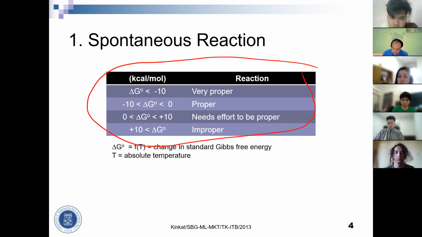Then if the delta G is in between minus 10 and 0, we can call it quite feasible. It's still feasible.